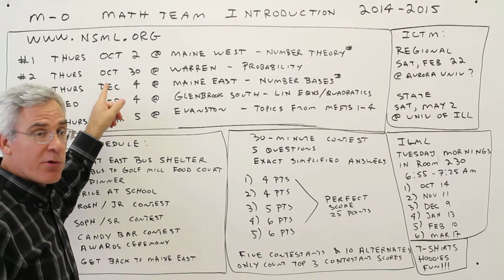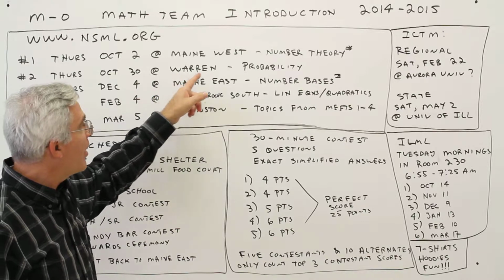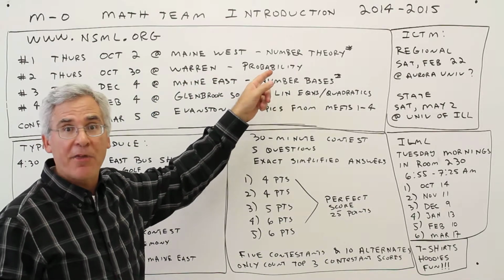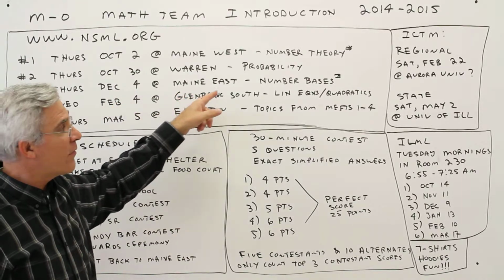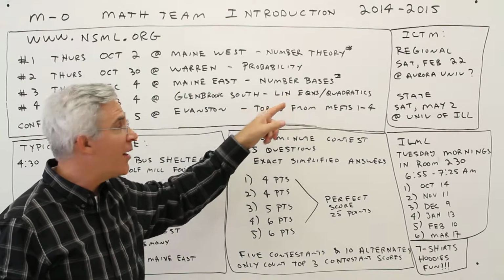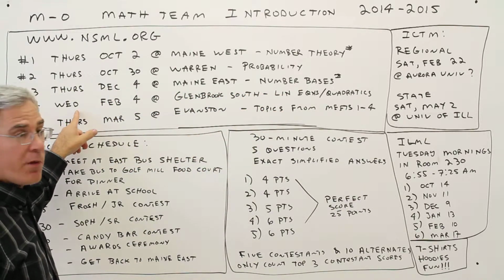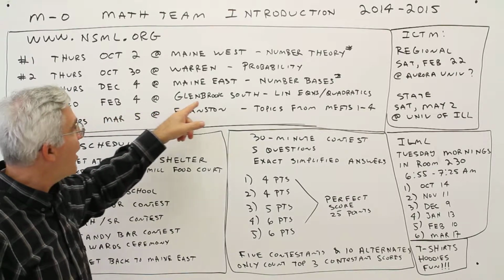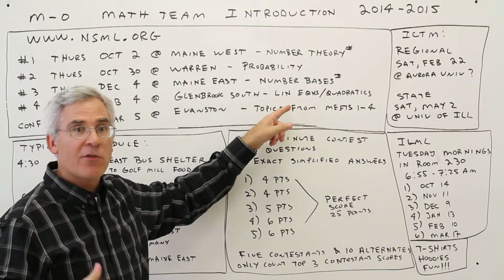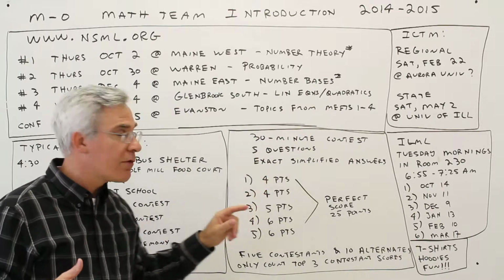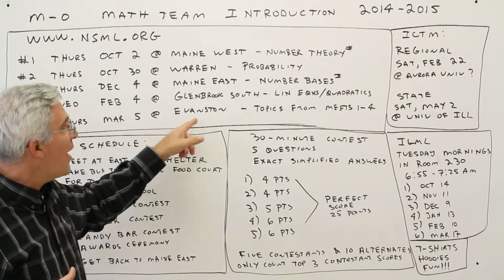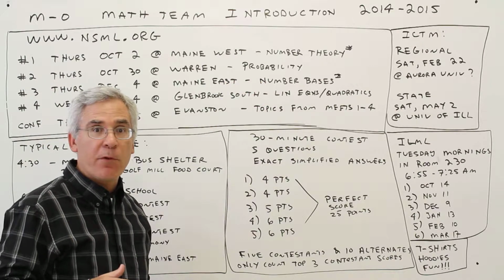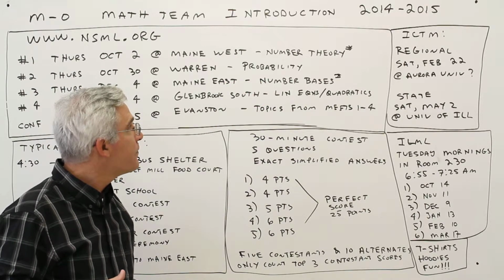The second meet is Thursday, October 30th at Warren, probability, with calculator. The third meet is Thursday, December 4th at Maine East, number bases, no calculator. The fourth normal meet is Wednesday, February 4th at Glenbrook South, linear equations, inequalities, and quadratics. And then the conference meet is Thursday, March 5th at Evanston, topics from the first 4 meets.